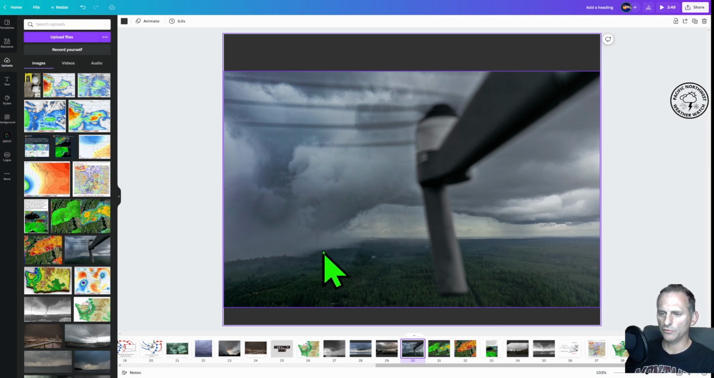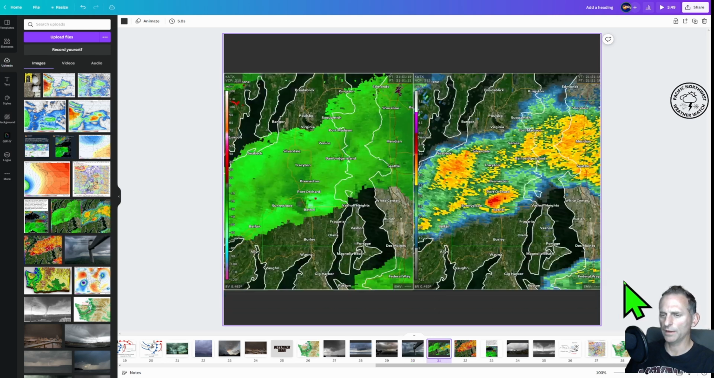But in the new age of drones and whatnot, we're probably going to get more shots of rotating thunderstorms and maybe funnel clouds and even brief tornadoes across the region here. I did not hear of any reports of there being a tornado here or any damage as such, but sometimes it's hard to pick that up.